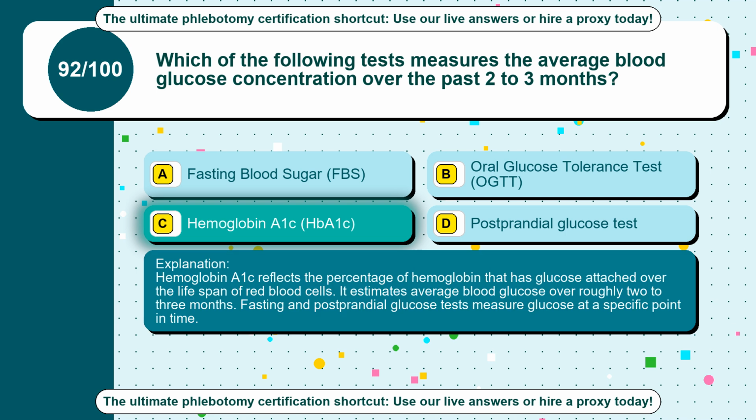Hemoglobin A1c reflects the percentage of hemoglobin that has glucose attached over the lifespan of red blood cells. It estimates average blood glucose over roughly 2 to 3 months. Fasting and postprandial glucose tests measure glucose at a specific point in time.